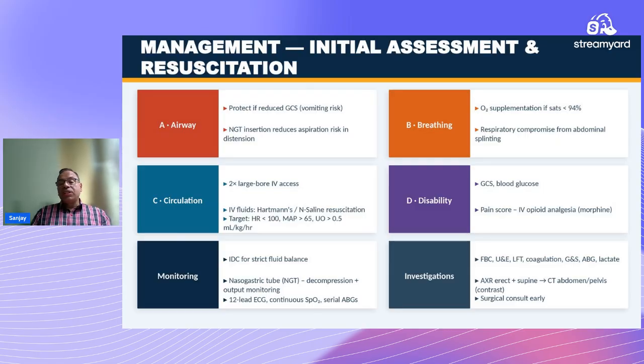Breathing: give oxygen supplementation if the saturation is less than 94% on room air. Many of these patients, as we have already seen, are respiratorily compromised because of abdominal splinting.